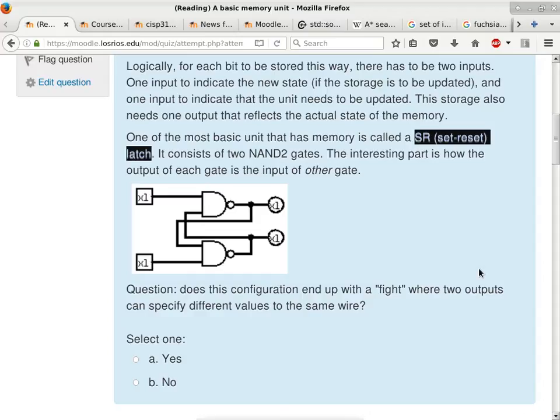From the book, this is the SR latch, right? This is for the SR latch, yeah. Which is also on the projector. Yep. That's a NAND. Both of those are NAND gates, right? Yes, these are NAND gates.